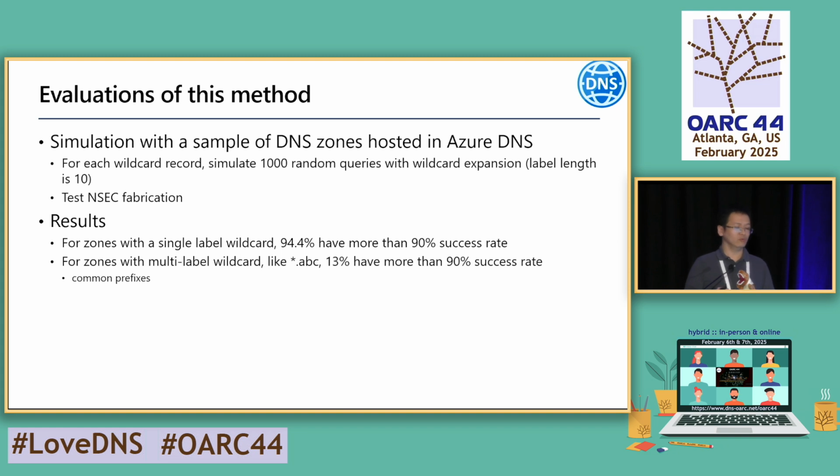However, for zones with a multi-label wildcard, like star.abc.zone name, we only see about 13% of them with more than 90% success rate. So the result is not ideal. The reason is that for those zones, there are a lot of records that have the exact same common prefix, so we cannot do the NSEC fabrication.